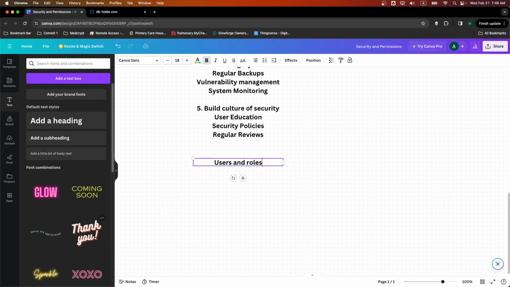And again, if you're wondering what the permissions are, permissions specify the operations, like if a user can do a select, insert, update, or delete, like what specific commands or operations they can do on specific data objects.